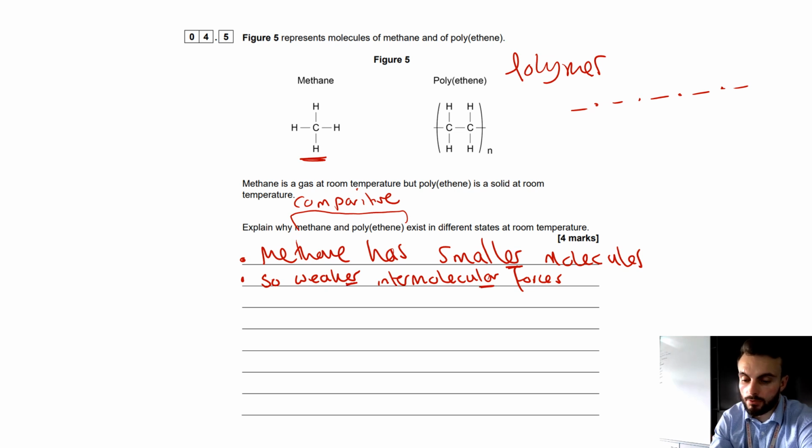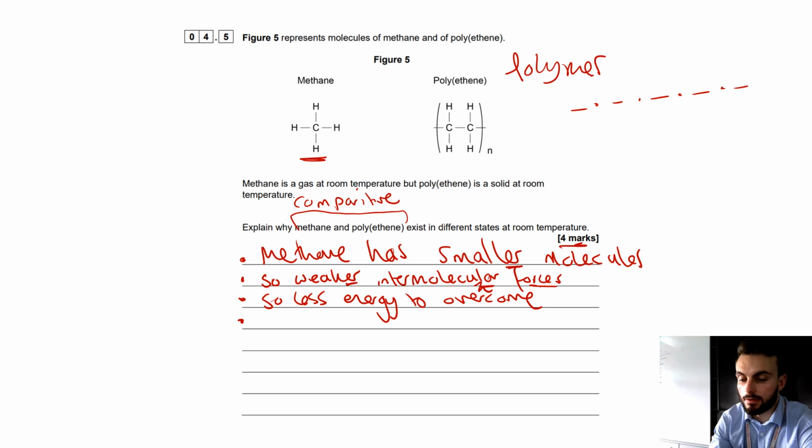Oh, underline the wrong bit. Next up, we've got 4 possible marks, so we're going to have to make 4 points here. What else could we talk about? If we're talking about weak intermolecular forces, we can talk about energy to break it, so less energy to overcome or break. That's the 3rd mark. Where can we get a 4th mark from?